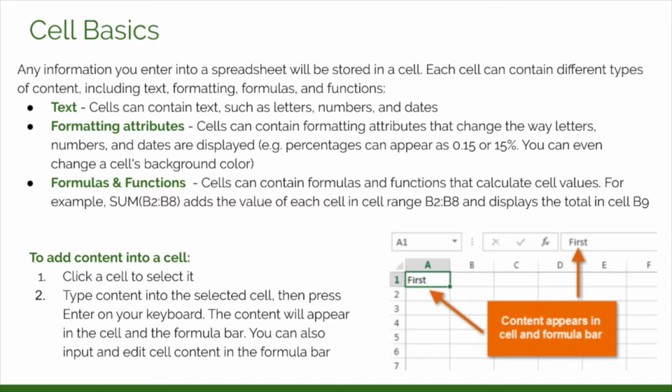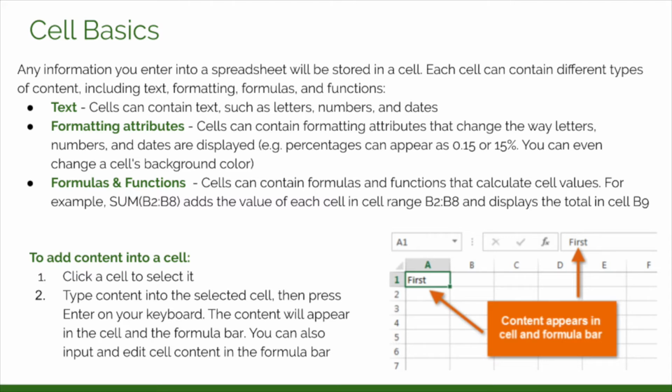Any information you enter into a spreadsheet will be stored in a cell. Each cell can contain different types of content, including text, formatting attributes, formulas, and functions. Cells can contain text such as letters, numbers, and dates. Cells can contain formatting attributes that change the way letters, numbers, and dates are displayed.